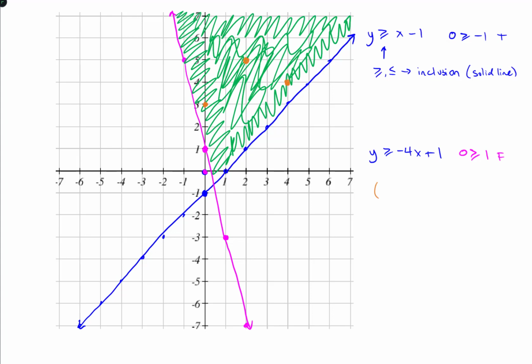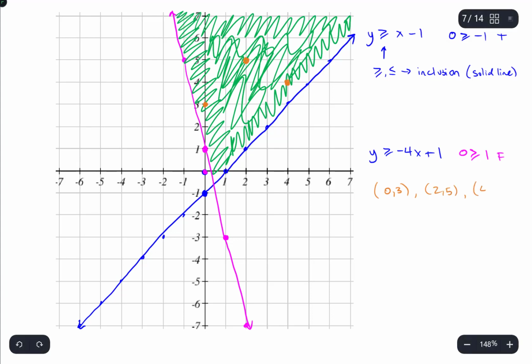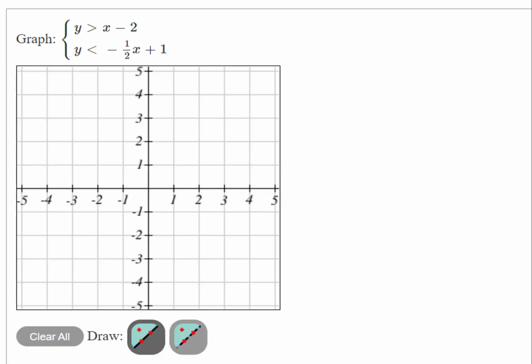0 on the x and 3 on the y, 2, 5, and 4, 4. So those are some points that exist there, and you could use any point as long as it's within that shaded region. Okay, so this is certainly a different set of line equations, but the way we do them is the same.